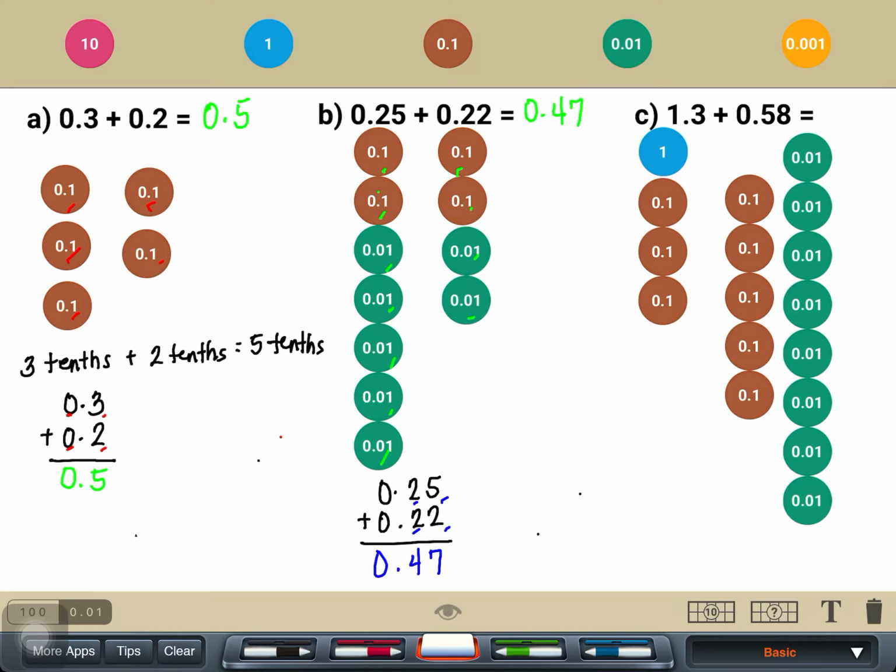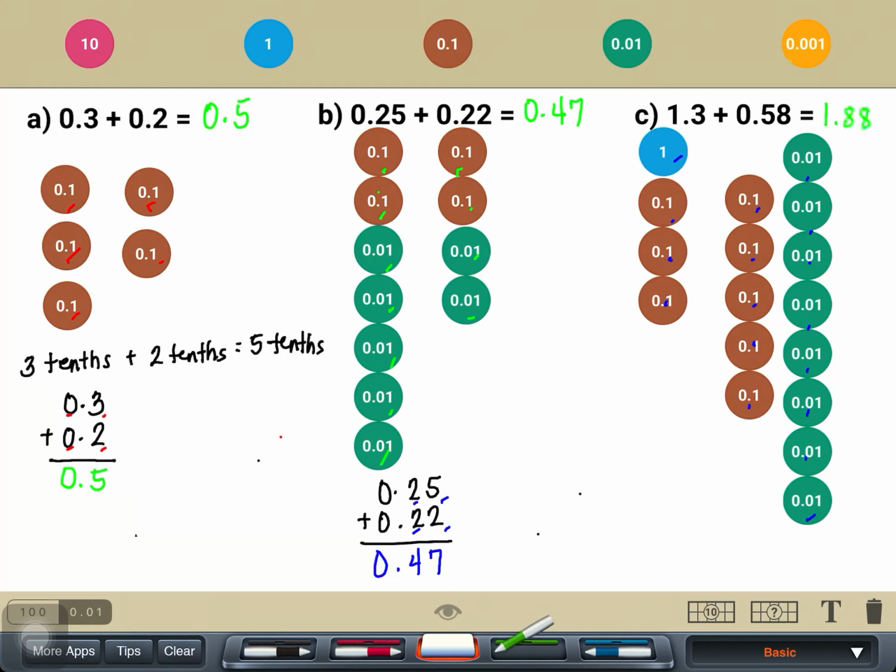So we just have to combine the same place values. In that case, we have one whole here, and then 1, 2, 3, 4, 5, 6, 7, 8 tenths, and then 1, 2, 3, 4, 5, 6, 7, 8 hundredths. So that would be the answer. 1 whole, 8 tenths, and then 8 hundredths.